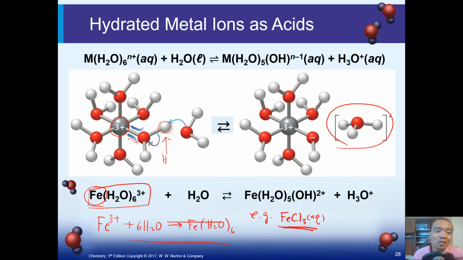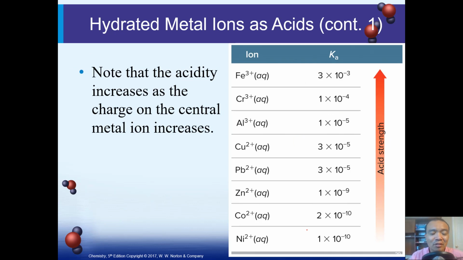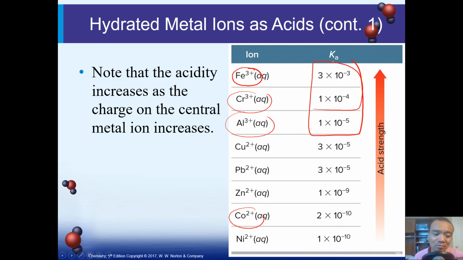The iron center is highly charged. It will attract the electron density away from the water molecules that are attached as part of the complex. The relative acidity of the hydrated metal ions is indicated in this table. You notice the acidity will increase, generally speaking, as the charge of the center metal ion increases. For example, this is 3 charged versus 2 charged. The 3 charged ones are usually more acidic, as you can see. The Ka's are larger.